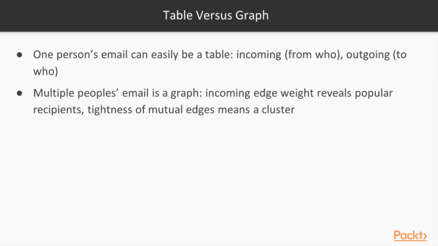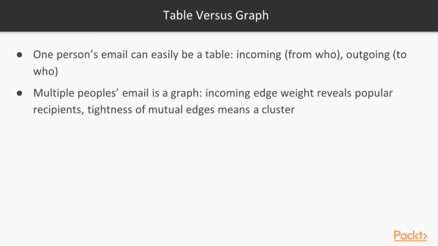Now, when you look at your email, the way that email is typically represented is in a table format. From whom, what's the subject, to whom, what's the date, is it read or not? And you can represent one person's email in a table very easily. Or if you have multiple accounts, you can do that easily as well using a color coding or another column. But what happens when you get a lot of people's emails together?